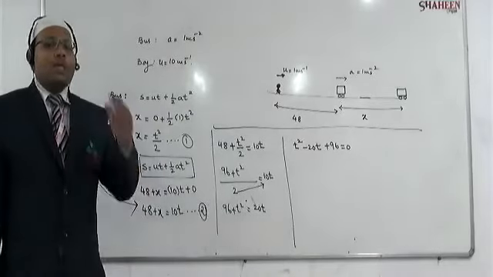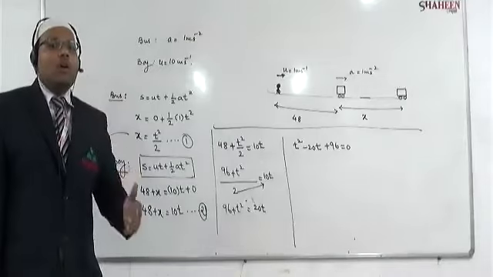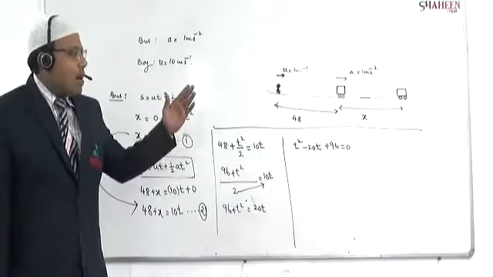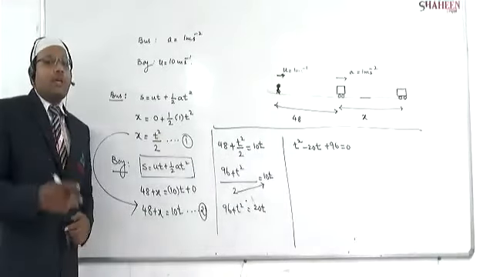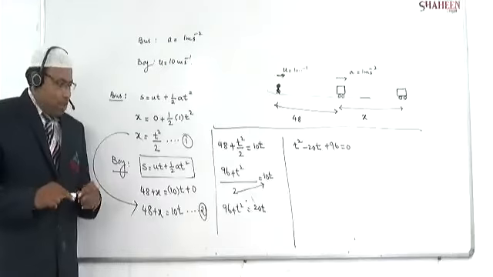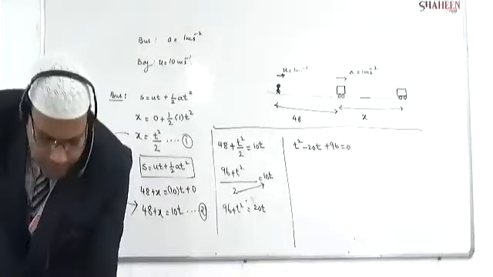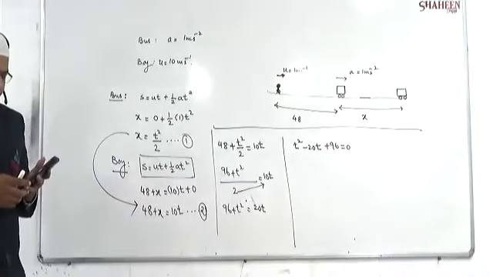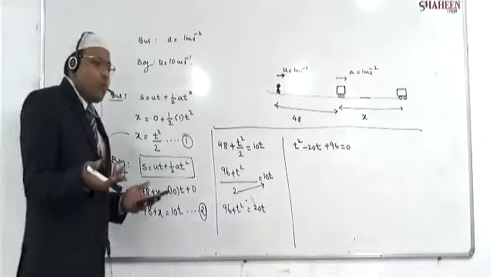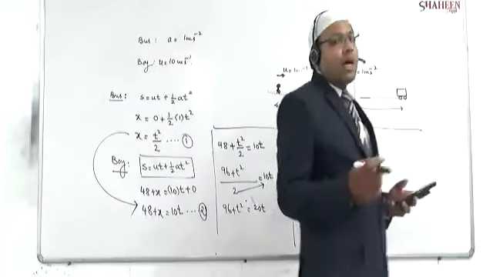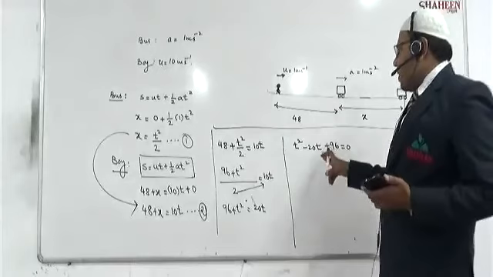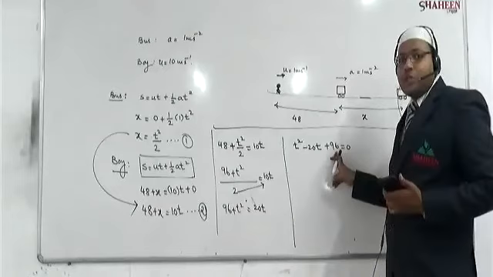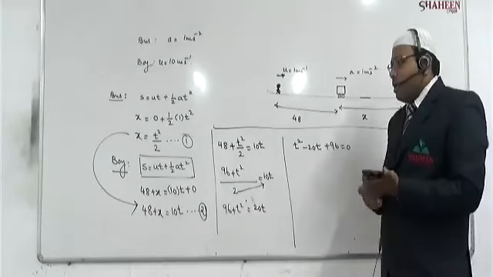In the foundation classes, I have taught you how to solve quadratic equations: minus b plus minus square root of b square minus 4ac by 2a. From here you can solve the equation and get the value of t. Write it down fast. You can do it by that method or by any other method like factorization. In factorization, you can write 12 into 8 is 96, and arrange it here.